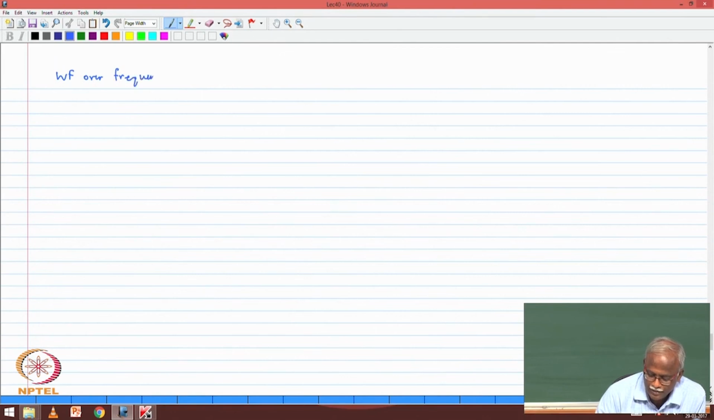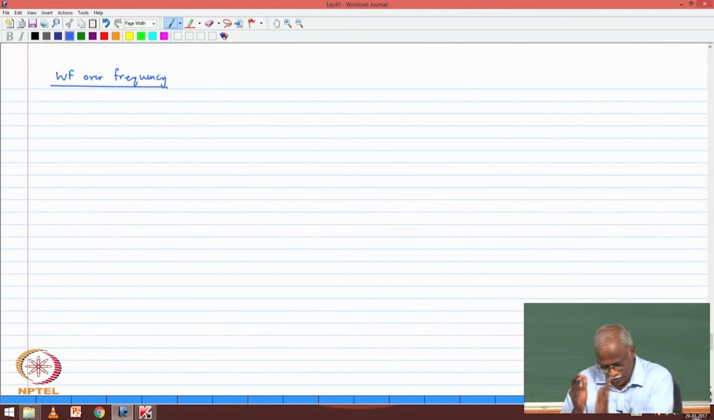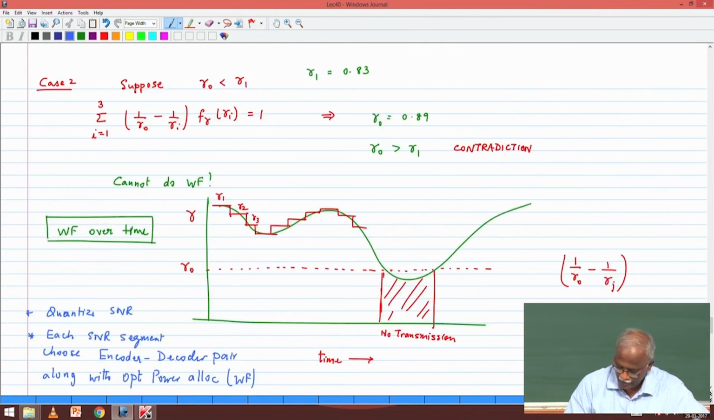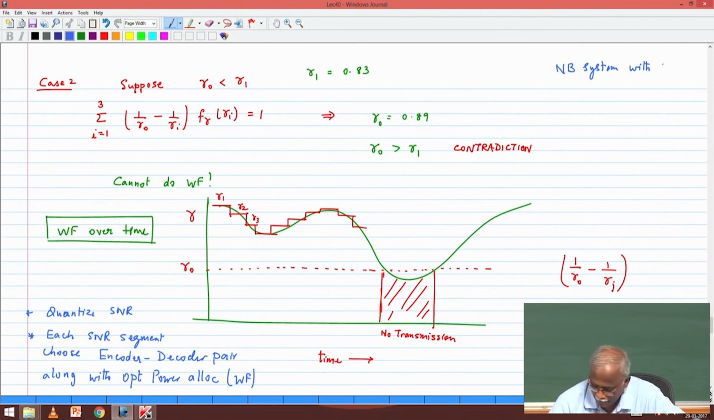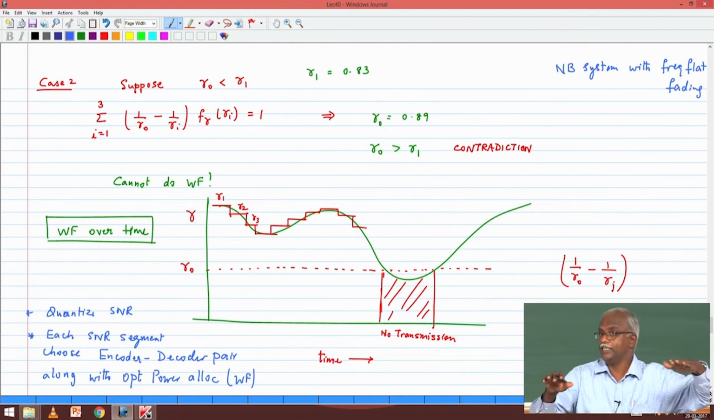Okay, now what is this? I'm going to pose you a particular framework. The framework that we have considered here is a narrowband system with frequency flat fading. Because what did I do? I said I have an SNR, and I said my entire channel is going to experience the same fading conditions. That is possible only if it's a narrowband system which is experiencing flat fading.